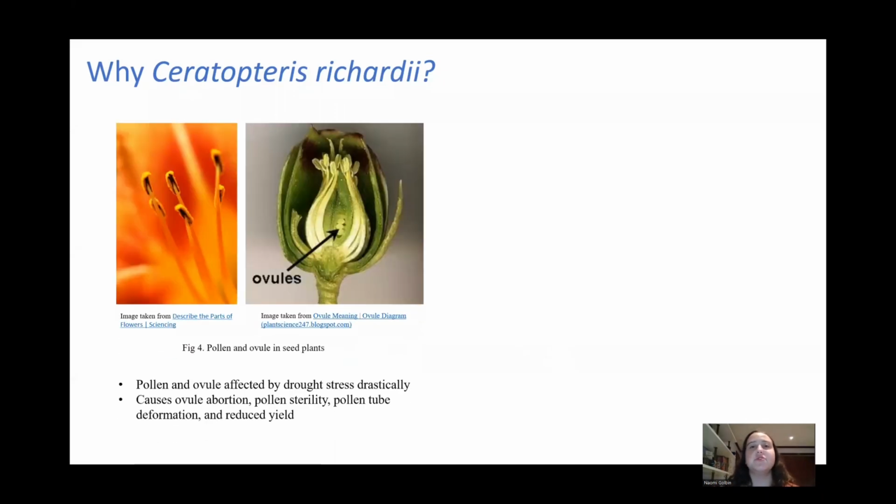Drought and salinity affect pollen and ovule development dramatically. The pollen and ovule are drastically affected by drought stress, which leads to ovule abortion, pollen sterility, pollen tube deformation, and reduced yield. The pollen and ovule are very hard to study because they are hidden within the flower of the plant and are not free living.